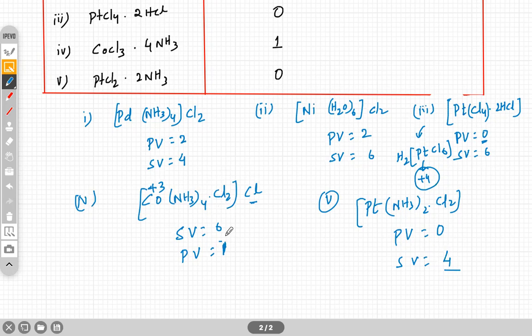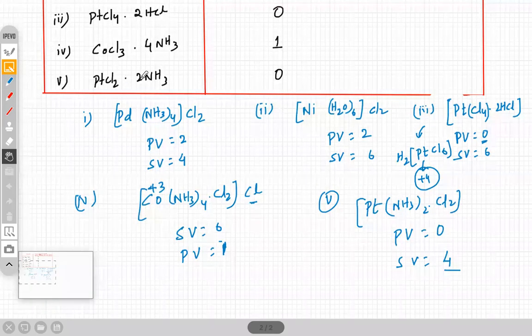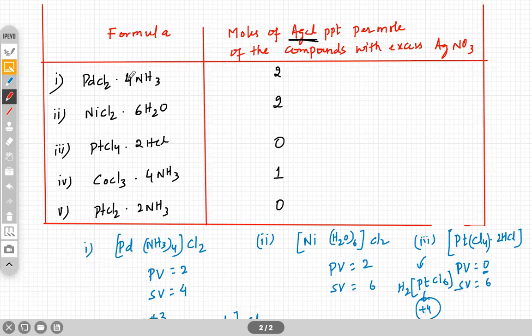One kind of question is this. Another kind of question, they can give you the formula and the primary or secondary valency is given, and they can ask you the number of ionizable chlorine atoms. There are many different kinds of question possible. In this one, if they give you this formula and say the secondary valency is 4, they can ask what is the number of ions we get in the solution. This kind of question they can frame. This is another type.